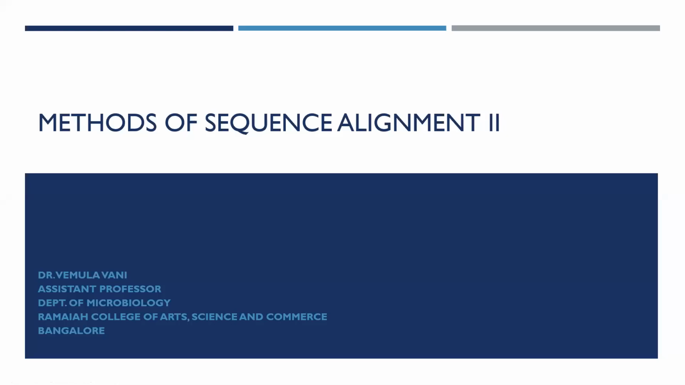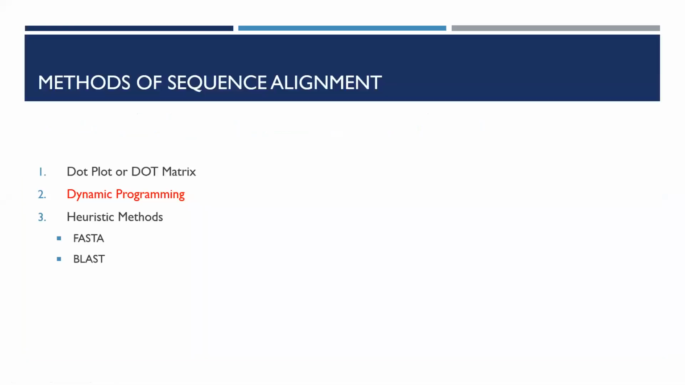Good morning, everyone. This class will discuss the other methods of sequence alignment. In the previous class, we just outlined the various methods of sequence alignment. We have three different methods, and these are basically for the pairwise alignment of sequences. As it is listed here, the methods are dot plot or dot matrix, dynamic programming, and heuristic methods.